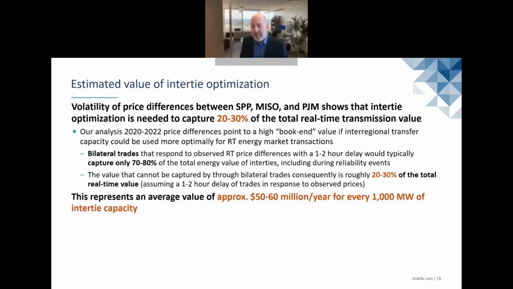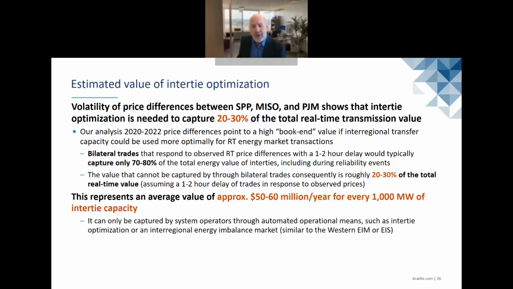That recognizes that some of the values that we see on the previous slides are in fact captured through bilateral markets. But bilateral markets have limits because they're just not nimble enough to respond to how quickly real-time prices can change. And real-time prices really change on a 5-minute basis, and nobody can trade on a 5-minute basis. So this value can only be captured by system operators through automated operational means such as intertie optimization or a region-wide skid like the Western imbalance market.